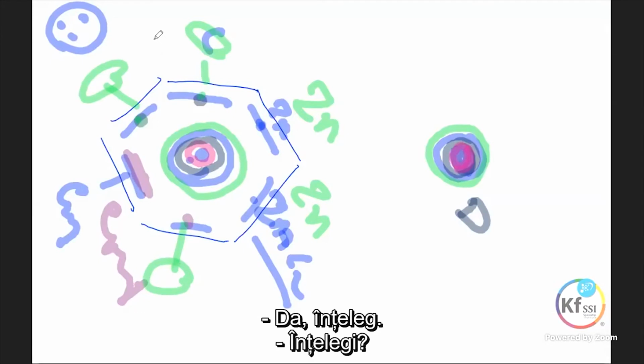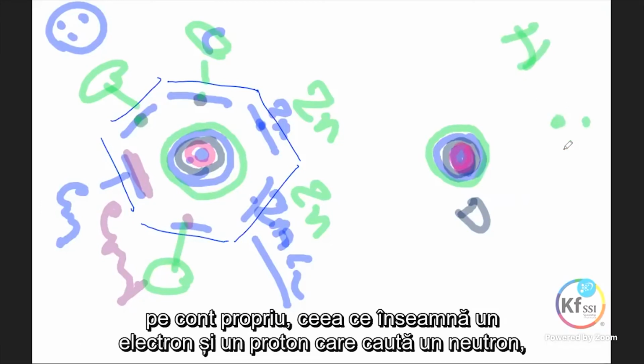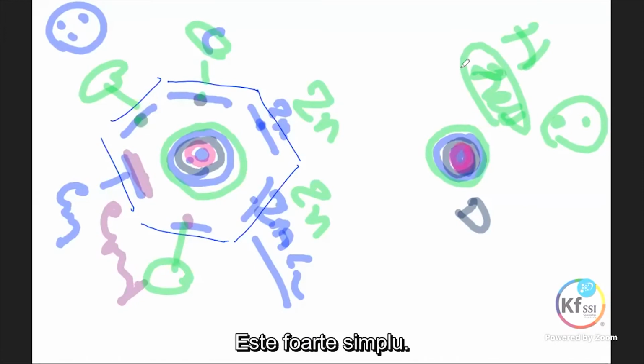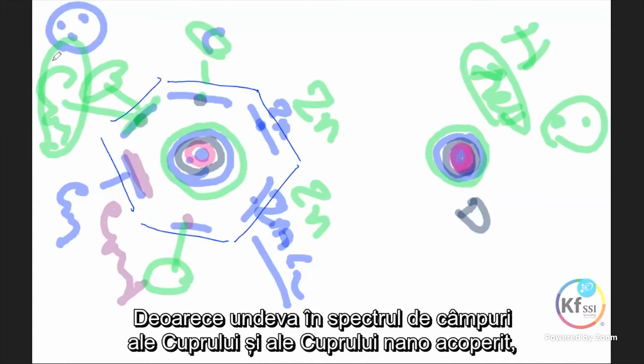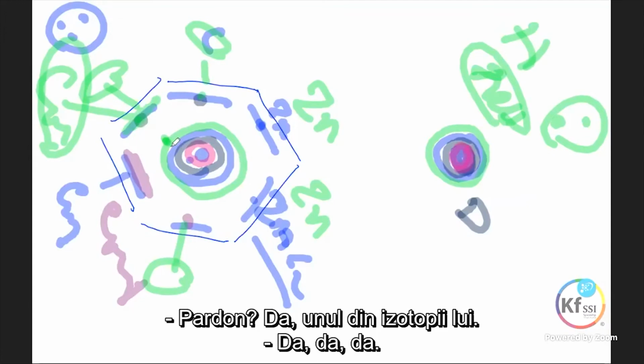I understand. You understand? Composite material. One of your best options to create a hydrogen on its own, which is 1 electron, 1 proton, is what you're looking for in a neutron. In reality, the energy field of a neutron is very simple. You need a copper, because somewhere in the field spectrum of the copper and nano copper coated, there is a release of free hydrogen, one of its isotopes. You understand?